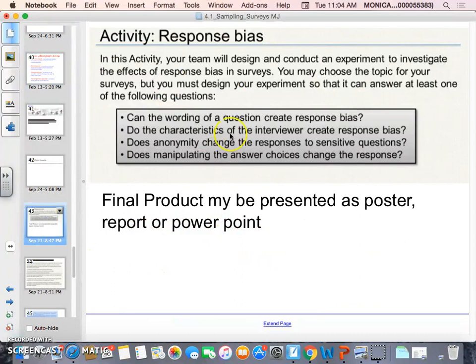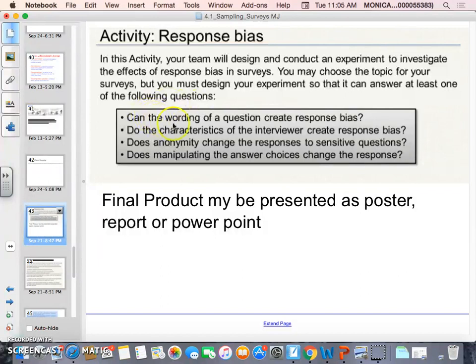So here's the mini activity on response bias. Your team is going to design and conduct an experiment to investigate the effects of response bias in surveys. You may choose the topic of your surveys, but you must design your experiment so that it can at least answer one of the following questions. Can the wording of a question create response bias? Do the characteristics of the interviewer create response bias? Does anonymity change the responses to sensitive questions? And does manipulating the answer choices change the response?